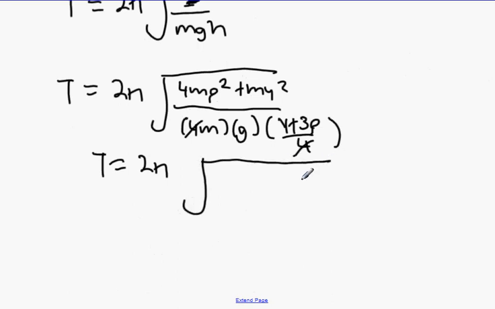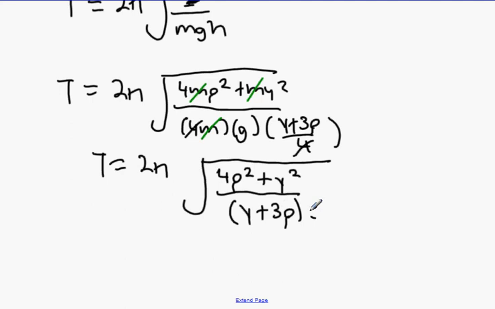Okay, and then we're going to be left with T equals 2 pi square root of, now the m's cancel top and bottom, don't they? So we're going to get 4p squared plus y squared all over y plus 3p. Now there's a g there as well, isn't there? Multiplied by g. Now that we have that done, it has to equal 2 pi square root of L over g. That's the period of a simple pendulum.